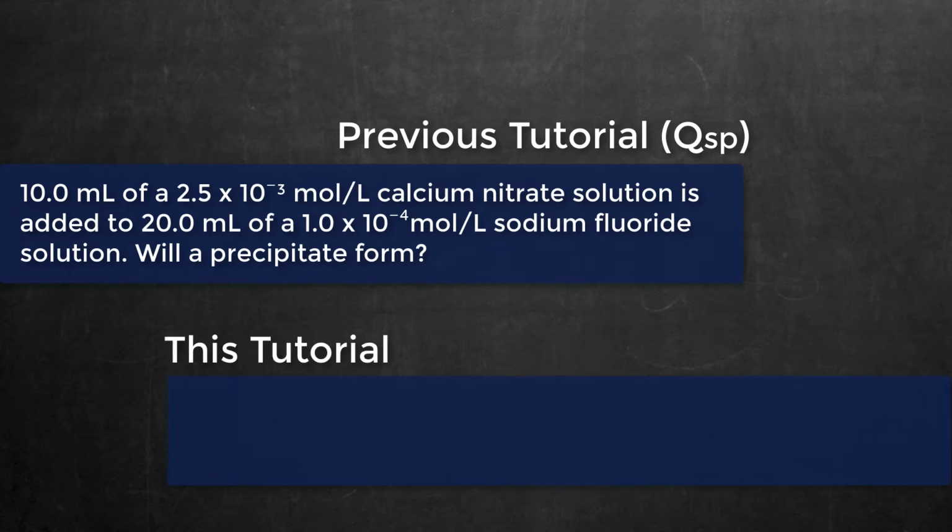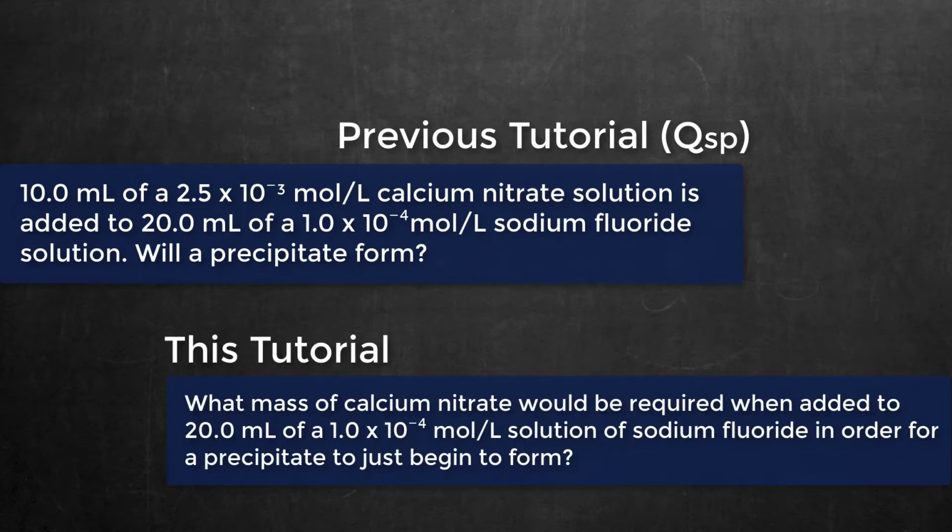In this particular case, we are going to try and establish the minimum amount of a solid that we could add to a solution before a precipitate would just begin to form. So you can see how the question is a little bit different this time around. We're going to use the same substances. In fact, we're even going to use the same volume and concentration of the sodium fluoride. But you will notice that we are adding a solid to our sodium fluoride here.